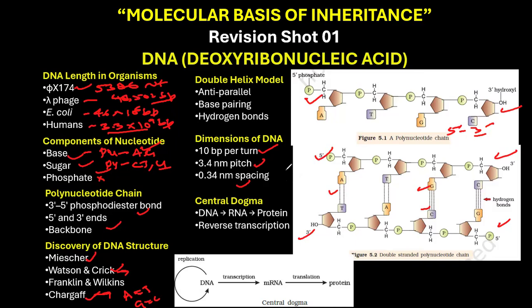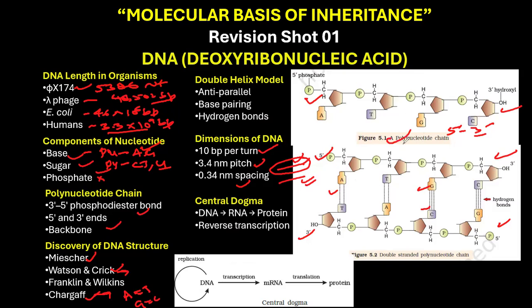Now, complementarity and its genetic significance. If one strand's sequence is known, the other sequence can be predicted. If you have two strands of the DNA and the sequence of one strand is known, you can easily find out the sequence of the other strand because it's complementary. Each strand acts as a template. DNA replication becomes accurate. Daughter DNA molecules are identical to parent DNA. So this is all about this.